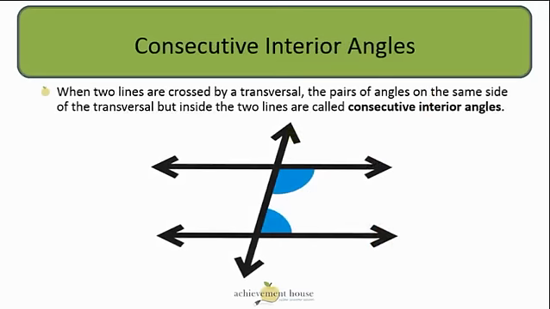So now, using our two vocabulary words, consecutive and interior, I can talk about another pair of angles. When two lines are crossed by a transversal, the pairs of angles that are on the same side of the transversal, so consecutive, but inside the two lines, interior, are called consecutive interior angles. And those are shown in the diagram right there, the two blue angles are consecutive interior.